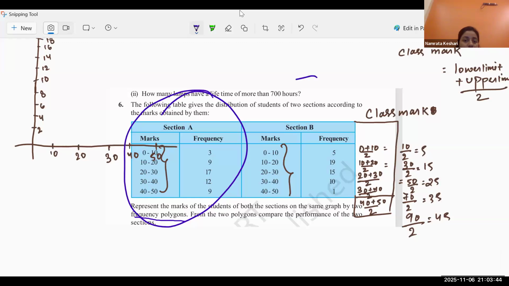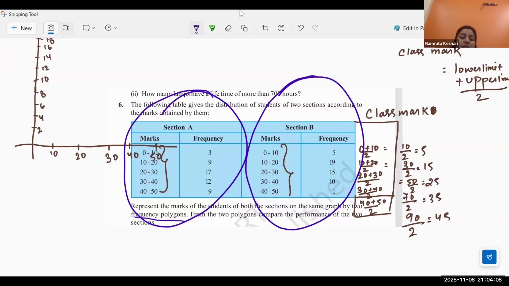This is one data, this is another data, and coincidentally for both the data, the class mark is the same, because the same sections, the same class with different sections, we are talking about. Since our class intervals were the same, that's why we have directly found the class mark. If you want, you can find the class mark separately as well.